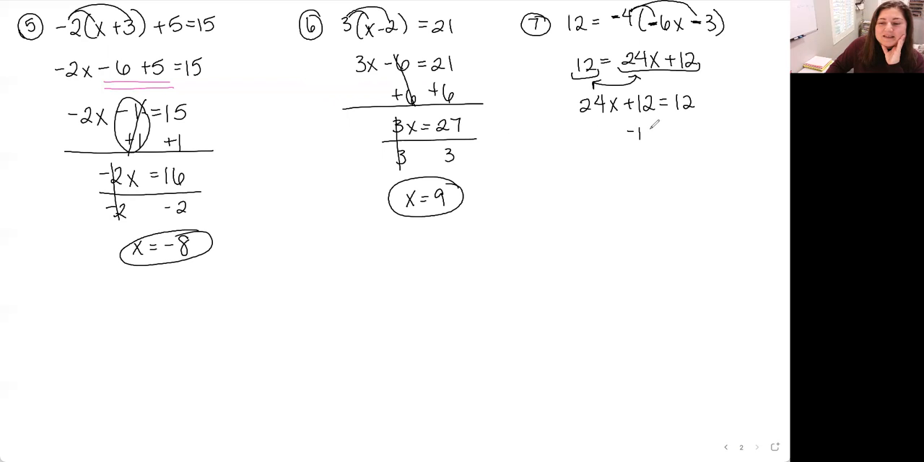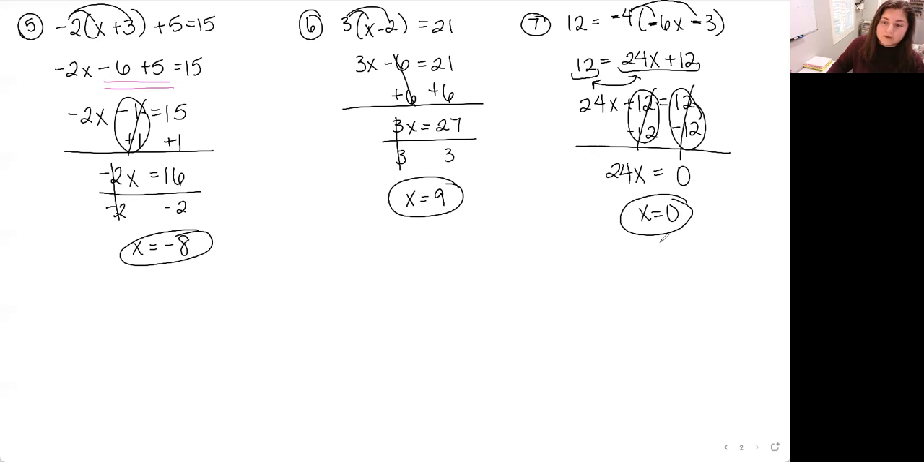Then I'm going to subtract 12 from both sides. And then I'm going to get 24x equals 0. See how that's a 0 pair? That's also a 0 pair, because one is positive, one is negative. So realistically, think about it. What times 24 is going to be 0? 0. So x must be 0. Okay, let's take a look at problem 8.